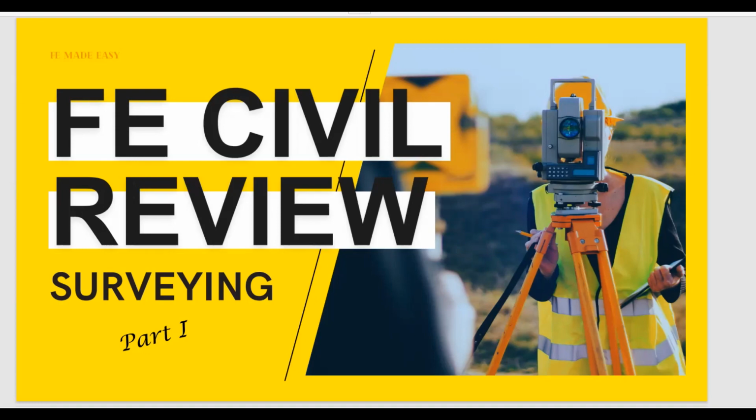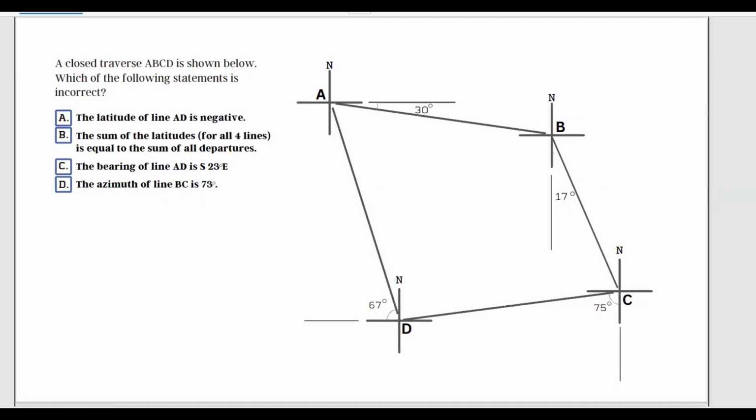Ready? Let's start. A closed traverse ABCD is shown below. Which of the following statements is incorrect? So pay attention, we have to find the incorrect statement. So I have 1 incorrect and 3 of them are correct. Let's see. A, the latitude of line AD is negative. So how do we find the latitude of line AD?